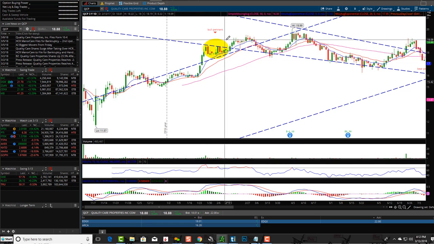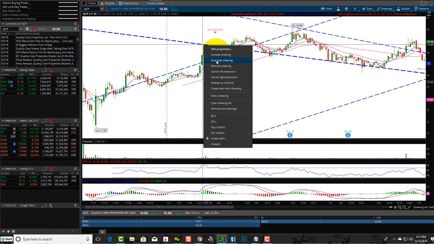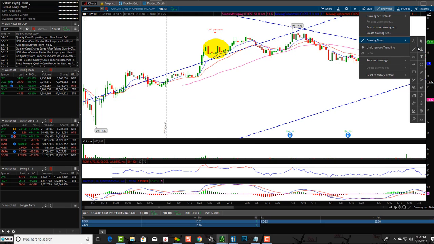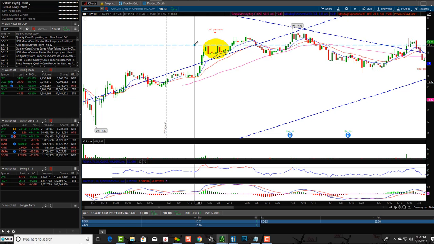So let's change things up here a little bit. This looks like a pennant, right? Let's do this. Let's remove this drawing and just do one across, right?